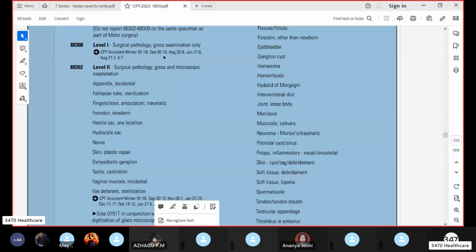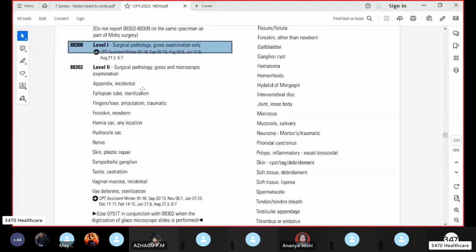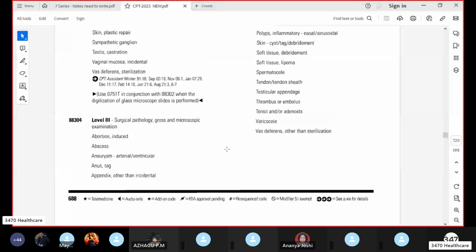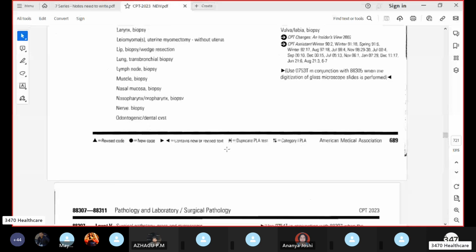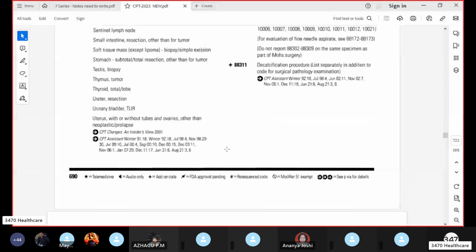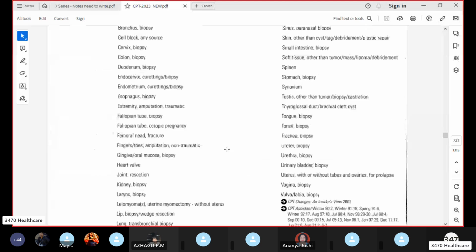So 88300 is level 1, gross examination only. Then 88302 is gross and microscope. So level 2 to level 6 is gross and microscope. Page numbers 688, 689, 690. Okay, in these pages you have to look.